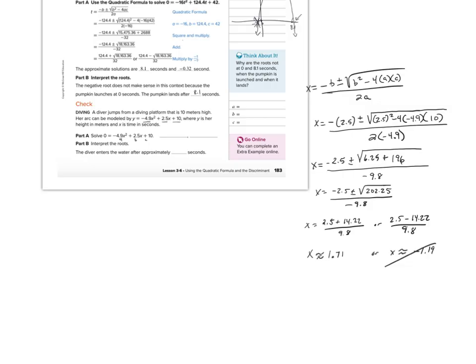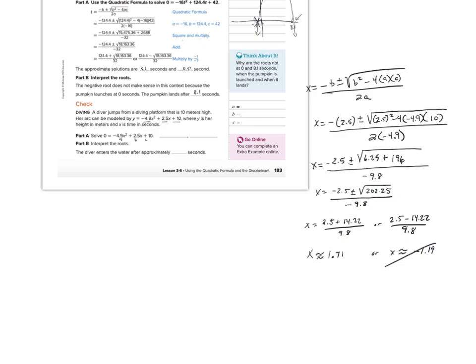So as you work that out, I've gone ahead and filled in my quadratic formula, and in doing so, I have negative 2.5 plus or minus the square root of 2.5 squared minus 4 times negative 4.9 times 10, all of that over 2 times negative 4.9. When you work it all out, you end up getting this: negative 2.5 plus or minus the square root of 202.25, all of that over negative 9.8.